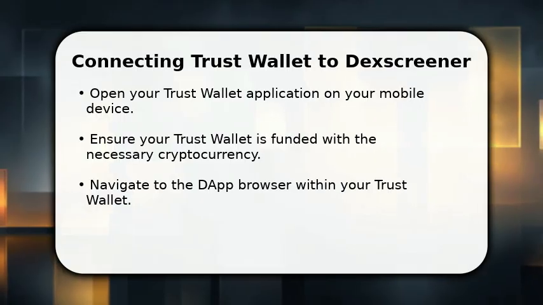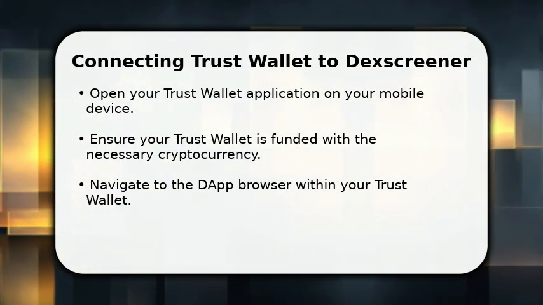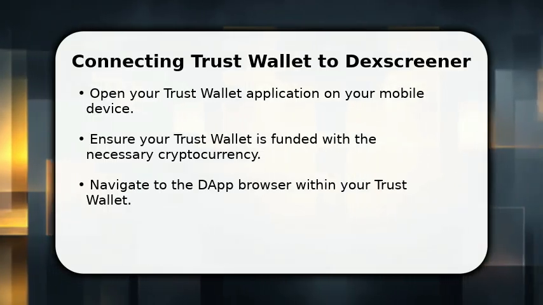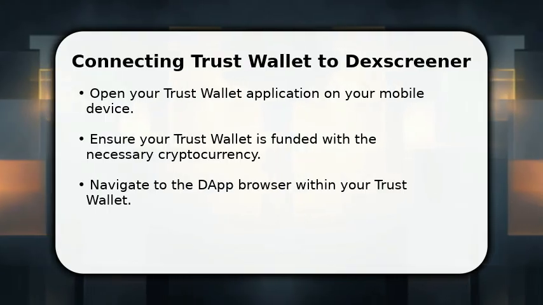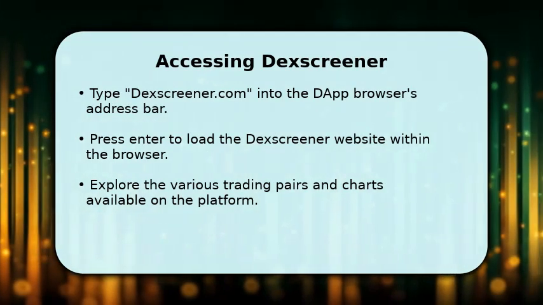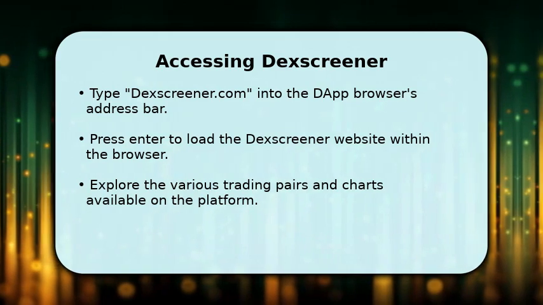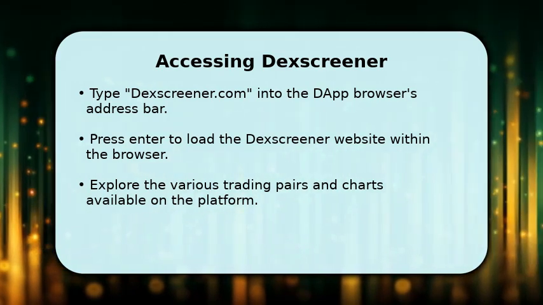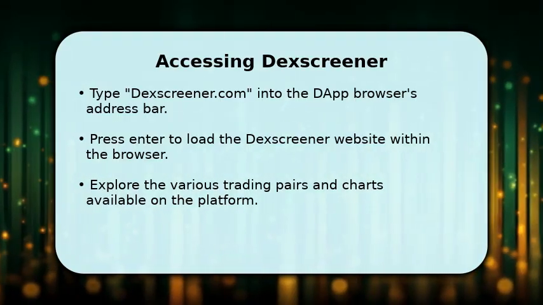Next, locate and tap on the D-App browser icon, usually found at the bottom of your Trust Wallet interface. This browser is your gateway to decentralized applications like Dexscreener. Once you are in the D-App browser, type Dexscreener. Come into the address bar at the top. After typing, press Enter or the Go button to load the Dexscreener website directly within your Trust Wallet's browser.